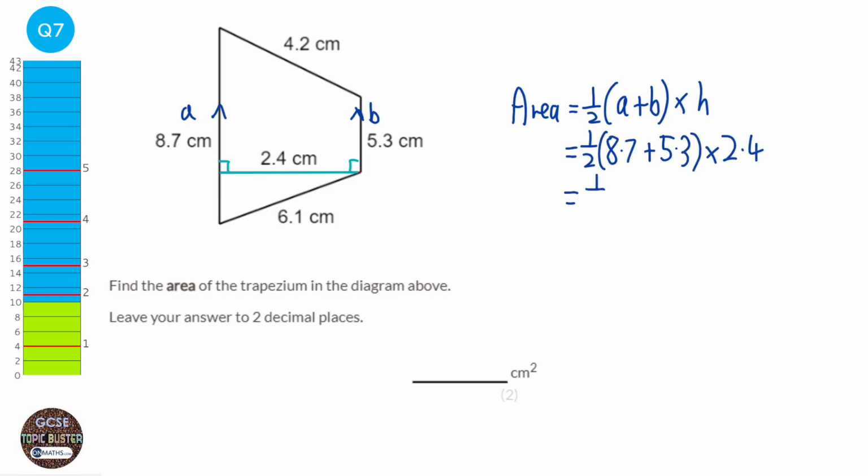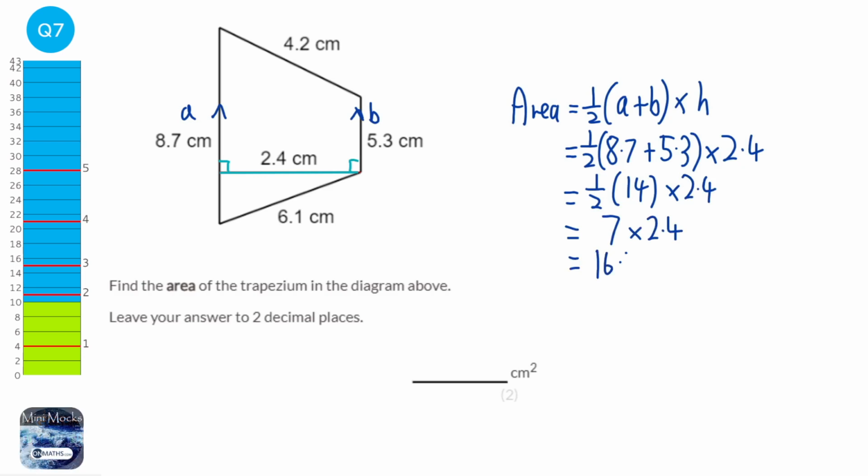That's going to be half times 14 times 2.4. That's going to be 7 times 2.4, and then that will be 16.8. All the units in the diagram are in centimetres, so our area will be centimetres squared.